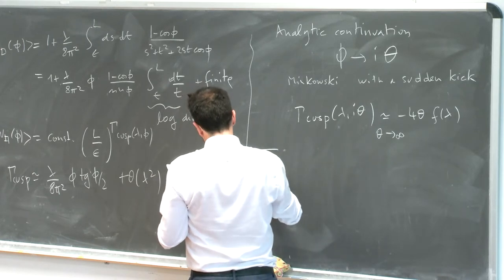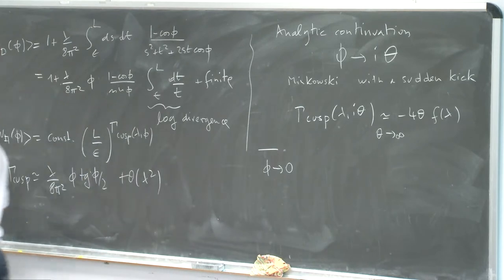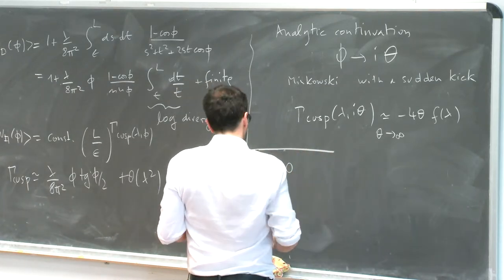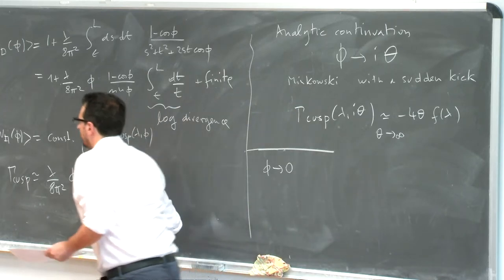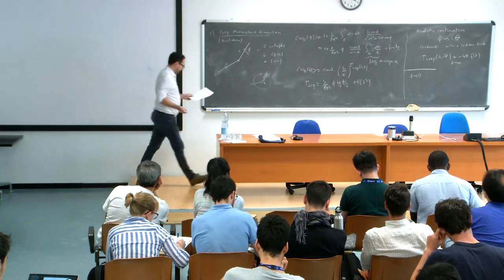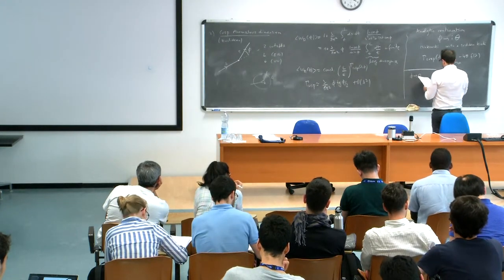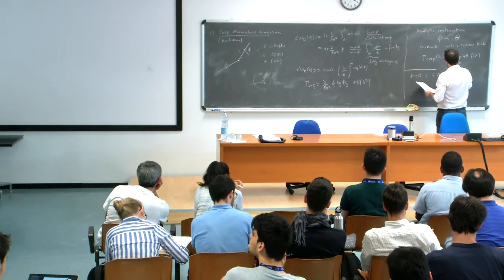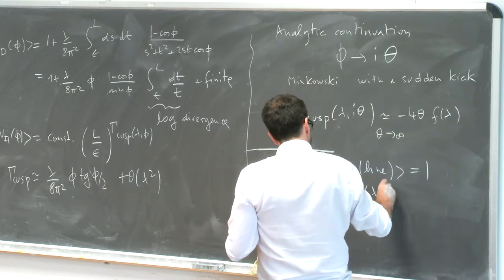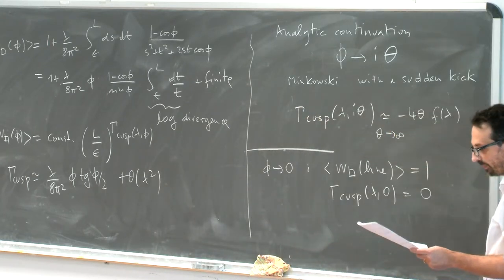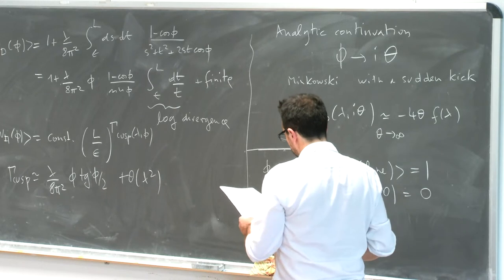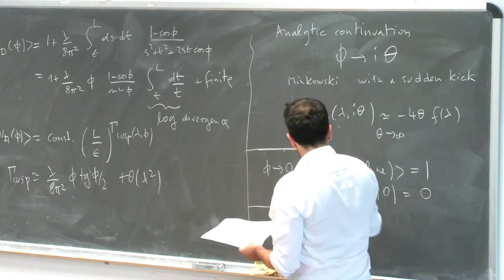Okay, so now if you take phi going to zero, so you have a very small cusp angle, so you stay in the Euclidean case. You take phi equal to zero. And then, of course, in the strictly phi equal to zero limit, you recover that the Wilson line has trivial expectation value, and that gamma cusp at any value of lambda and zero is equal to zero. There is no log divergence. And you can think of it as a wavy line. Okay, so this is, of course, a consistency check.